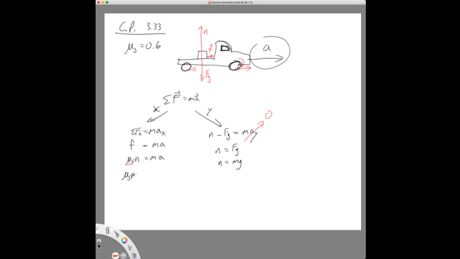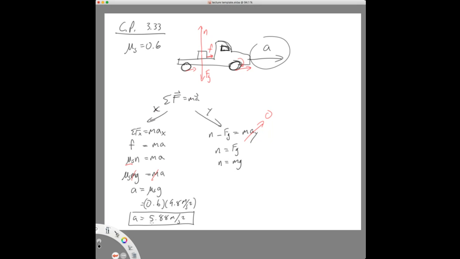We have mu static times mg equals ma, and lucky for us, the mass appears on both sides, so it cancels out. And the acceleration then is mu static times g, that's 0.6 times 9.8 meters per second squared, and that's going to be 5.88 meters per second squared. So that's the maximum acceleration the truck can have. If it has any acceleration up to this, the box will go with it.